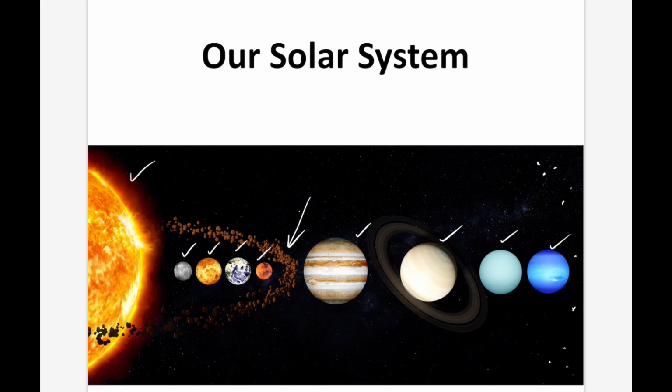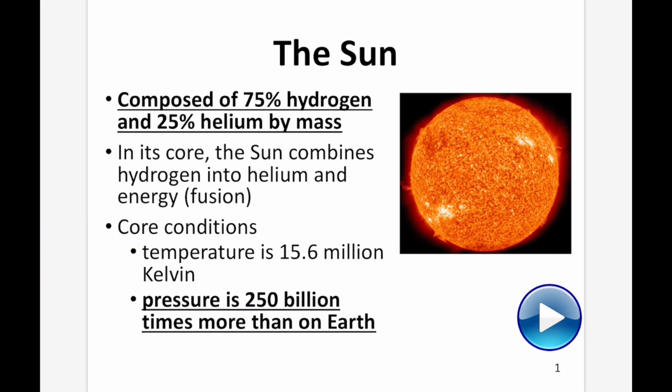The Sun. The Sun is composed of 75% hydrogen and 25% helium by mass. The Sun uses fusion to combine 2 hydrogens to form helium and a lot of energy. And that energy is the key. That's the energy that powers our planet.